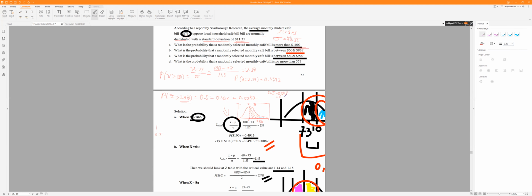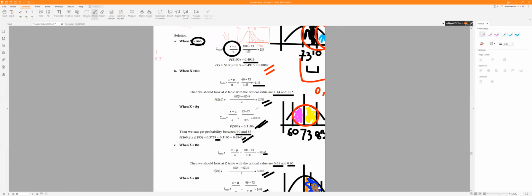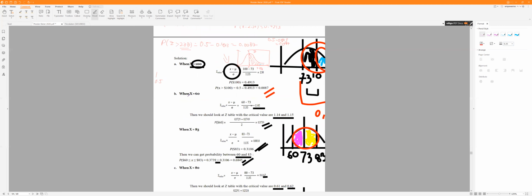You get 0.0087. Okay. So this is a bit confusing because it might be new for you guys. So we're gonna just do a lot of other examples. So when x is equal to 60, my bad.